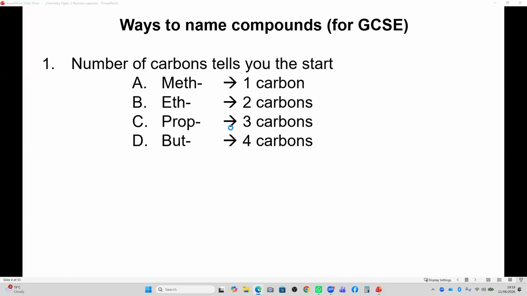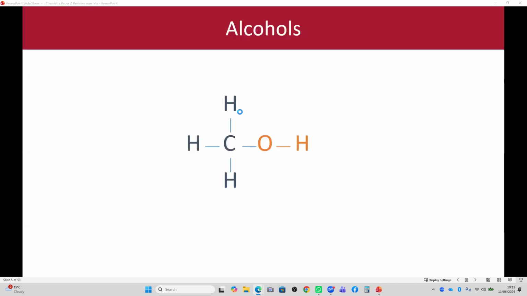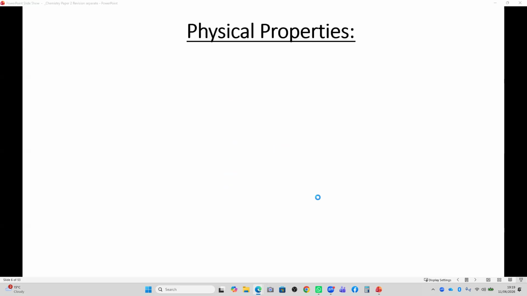Naming, again, I went through it before, right? Relatively useful, okay? Meth, eth, prop, but, pent. The homologous groups, the groups that are your triples, where you've got ane, ene, ol, and oic acid. Again, they should be pretty straightforward in your brains. Now, just going through some of the individuals, we'll start off with the more straightforward ones, your alcohols.